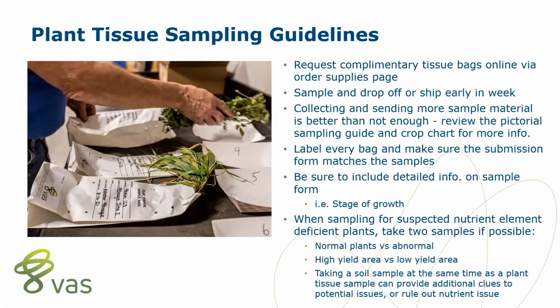I choose to tissue sample Monday, Tuesday, or Wednesday if I have to mail the samples to the lab. This way the samples don't get stuck at the post office over a weekend, and getting the samples to our lab quicker ensures more accurate results. I keep my coworkers at the lab happy by collecting and sending more plant material rather than not enough. So when you think you have enough, add more.